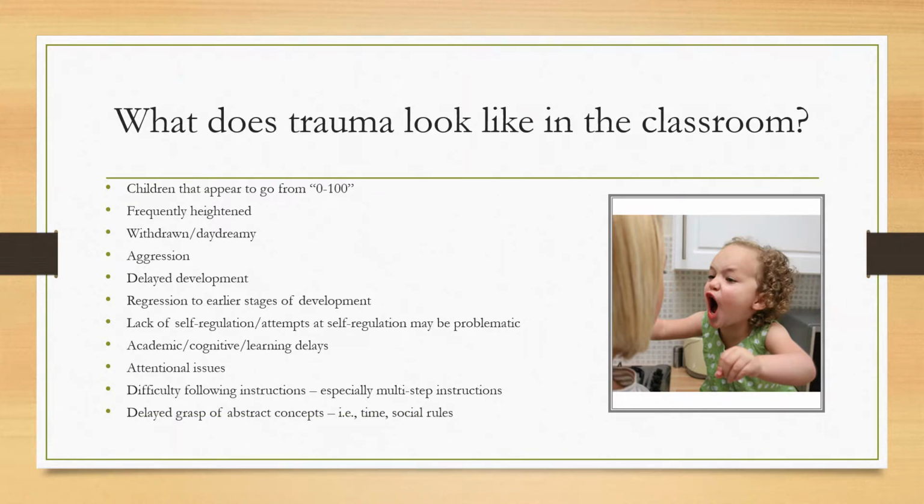Delayed grasp of abstract concepts. Things like time, rules of a game, social rules, even numbers can be quite abstract concepts, and really difficult to grasp for a child who is a little bit stuck in terms of their cognitive development. So moving from the concrete to the abstract is really quite difficult.